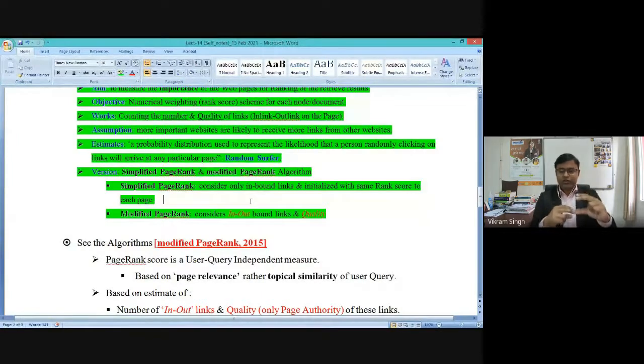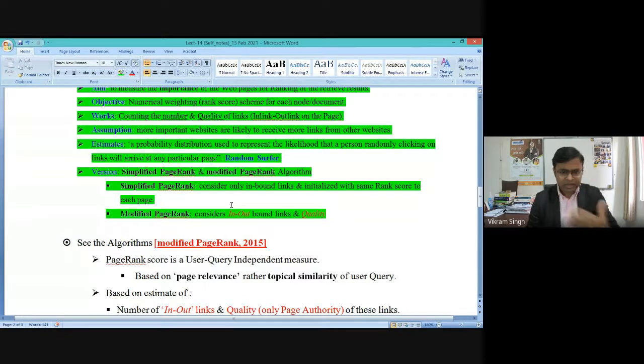The first factor is how the dampening factor has been added into the basic algorithm, and the second is how the outbound links from a certain page now contribute to the estimation of rank or score, right? So naturally, along with today's class notes, I will be sharing some links of web pages where a brief explanation about this modified algorithm has been given, right?